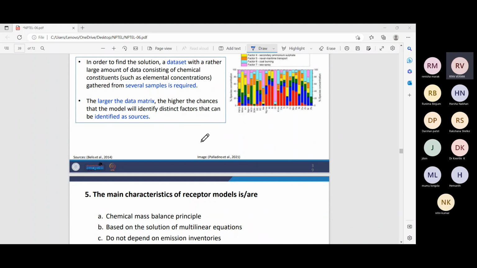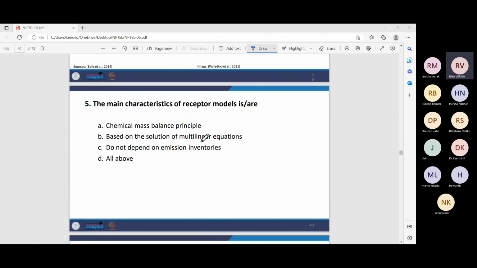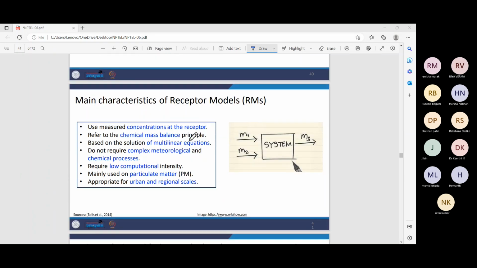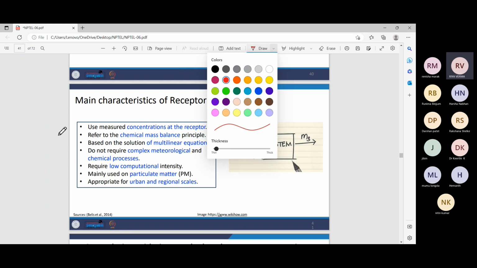Now coming towards the main characteristics of the receptor models. First is the chemical mass balance principle. Next is that they are based on the solution of multilinear equations. Next is that they do not depend on emission inventories. And the last one is all of the above. So what are the main characteristics of receptor models? Let's see that. First, these use measured concentrations at the receptor end.